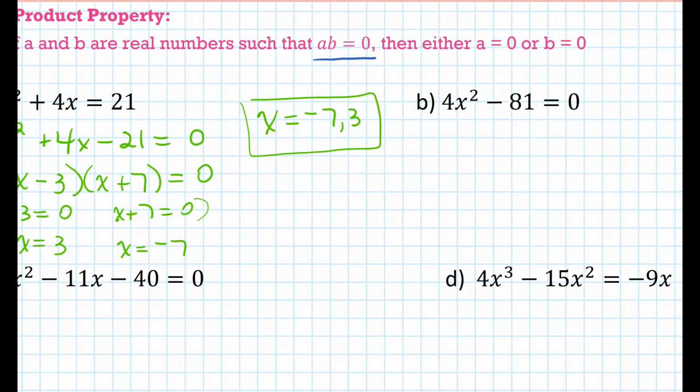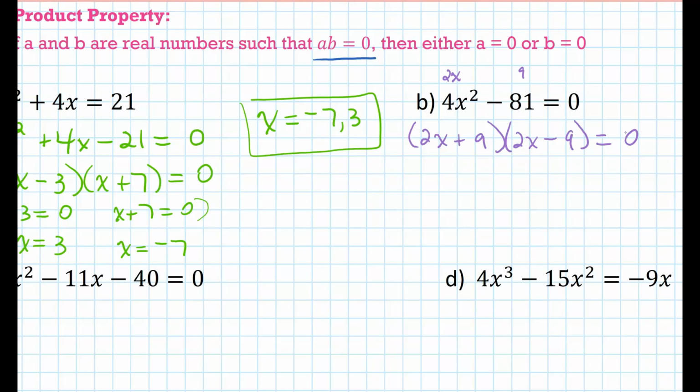Okay, I have 4x squared minus 81 is equal to 0. Does anything stand out about this one? They're both perfect squares. There's only two terms and one is being subtracted. Okay, so difference of two perfect squares. So square root of 4x squared is 2x. Square root of 81 is 9. And so this is going to factor into 2x plus 9 times 2x minus 9.